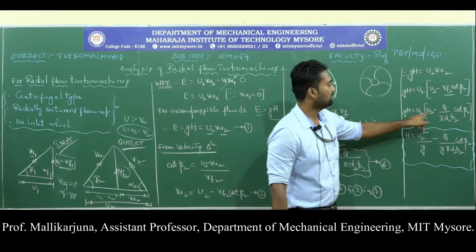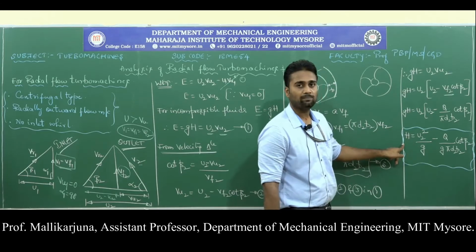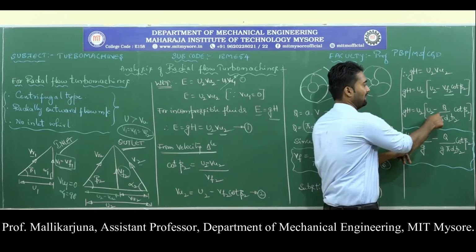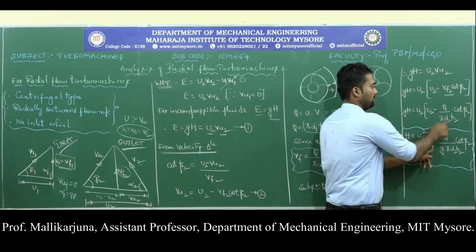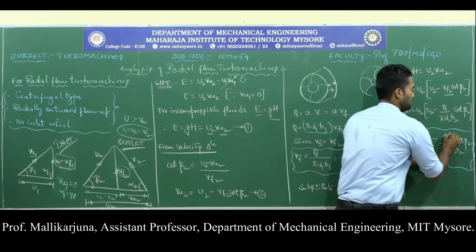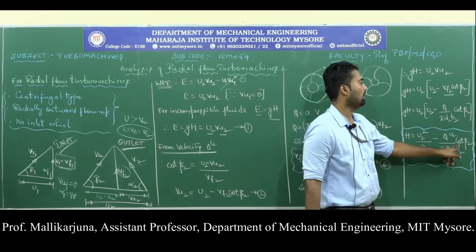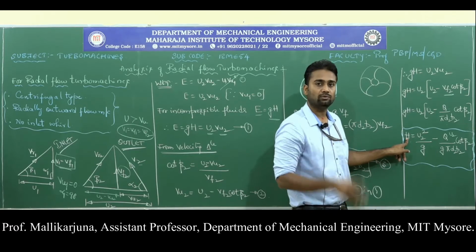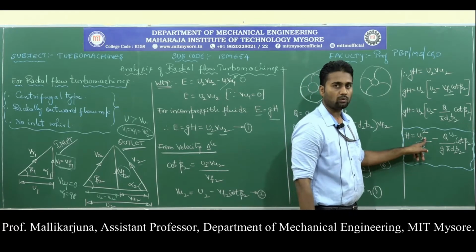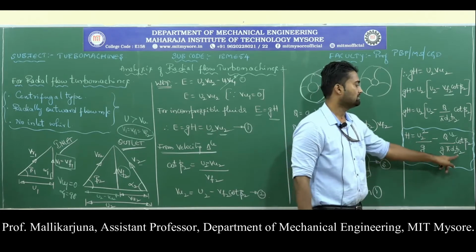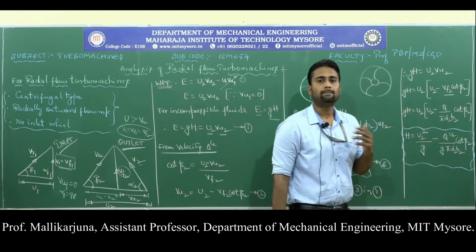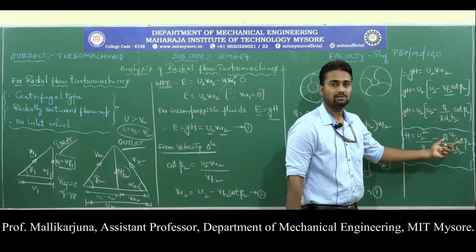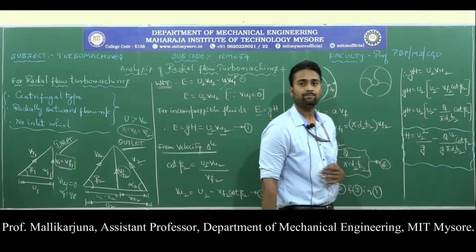Now I will send the U2 inside and keep the H on the left hand side, so that I will get H equal to U2 squared divided by g minus Q divided by pi d2 b2 into g, into U2 times cot beta 2. So I have expressed H, the head with which the fluid is getting lifted, by U2, the blade outlet velocity, as well as cot beta 2, the outlet blade angle. So now H and Q are the main variables that we have expressed in this equation.